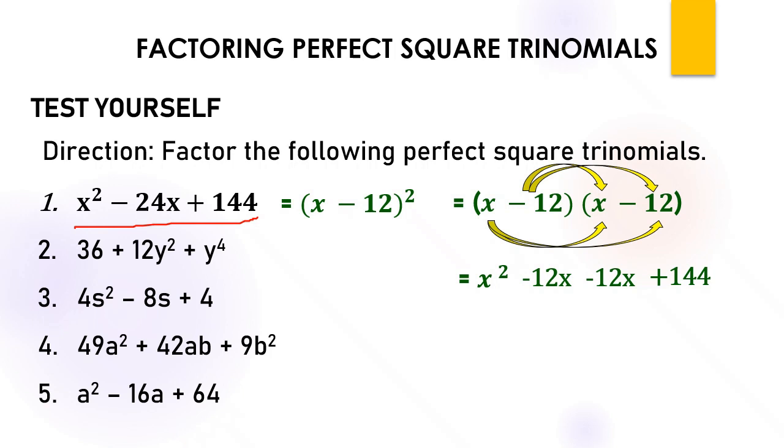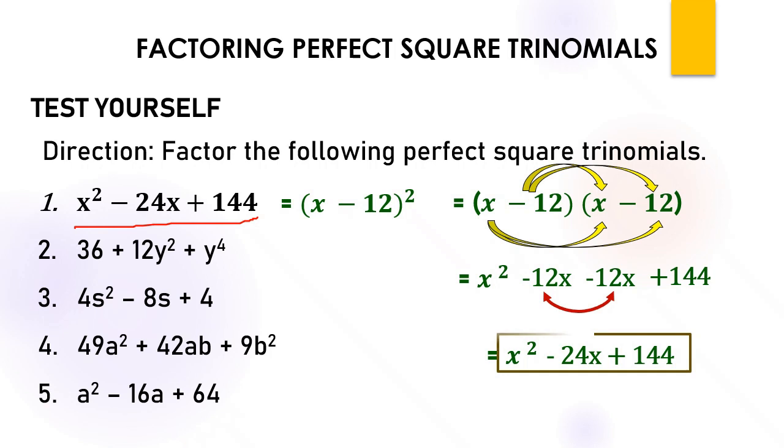And then combine all the terms that are like terms. Combine minus 12x and minus 12x and this is now our product, x squared minus 24x plus 144. So we come up with the original expression. So it means that our factor is correct, the square of x minus 12. Okay, next.